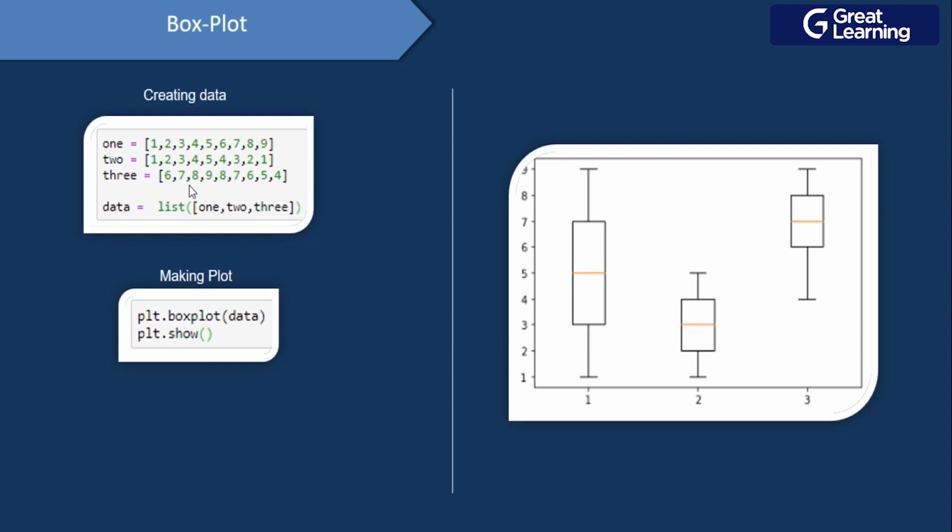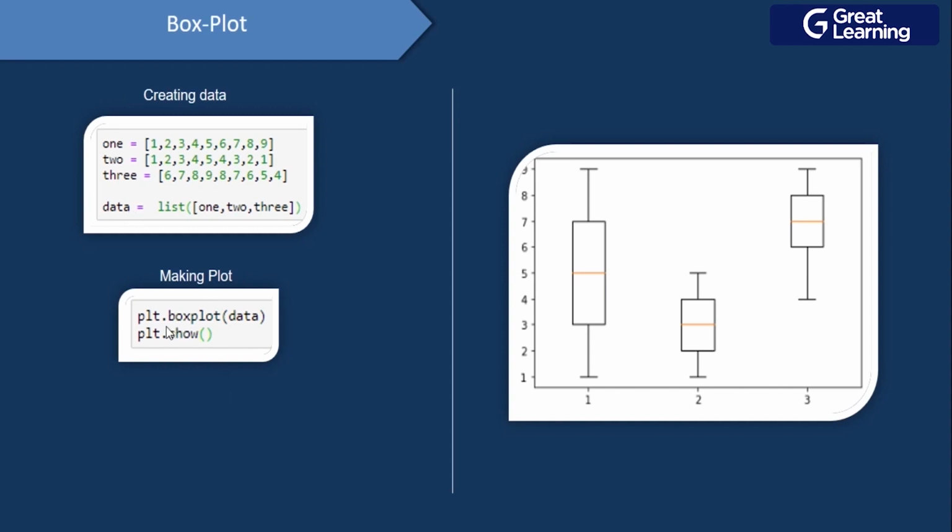So first, what we'll do is we'll just go ahead and create 3 lists. In the first list, we just have numbers from 1 to 9. In the second and the third list, we have randomly given some numbers over here. And then we'll create a list out of all of these 3 lists. So inside this list method, I am passing in 1, 2, and 3 as a list, and I'll store the resultant list in this object called data.